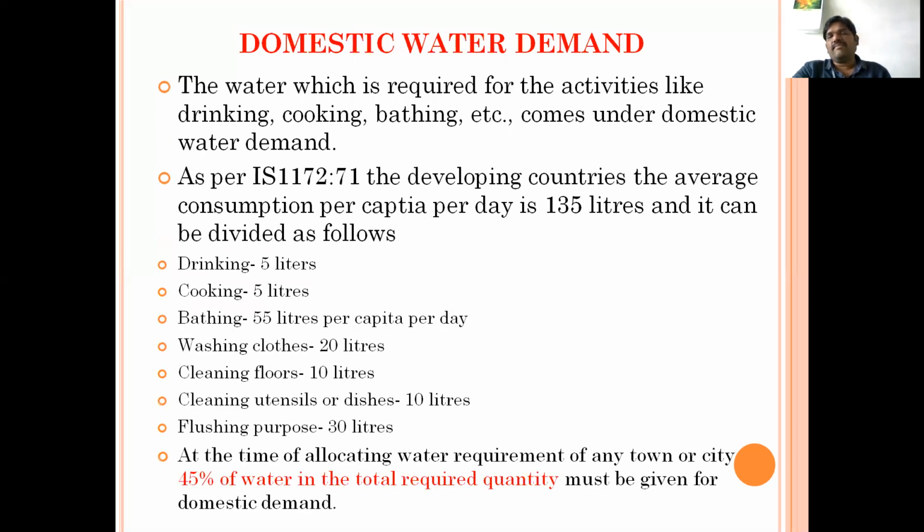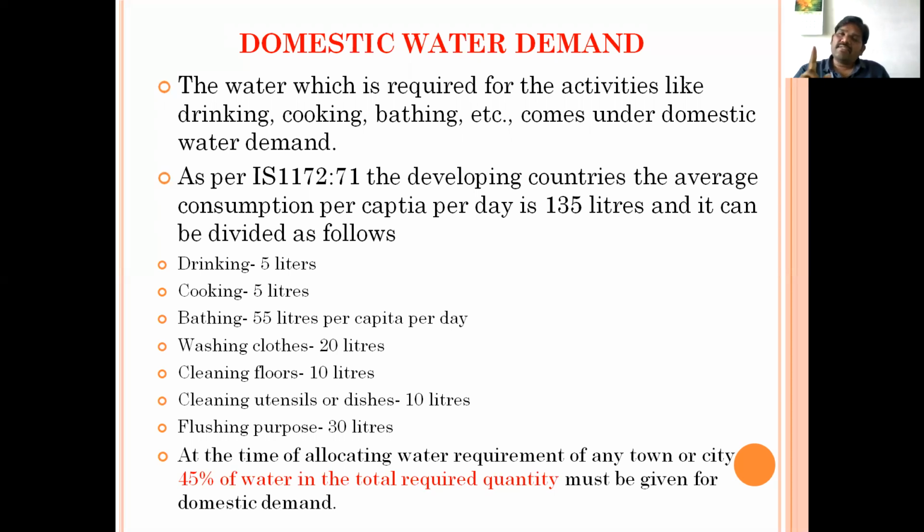See here, domestic water demand. The name itself reveals it: the water that is used in the homes comes under domestic water, and we can see how the water is utilized at homes in this particular slide. The water required for activities like drinking, cooking, bathing, etc. comes under domestic water demand. As per IS code 1172/71, in developing countries the average consumption per capita per day is 135 liters, and it can be divided as follows.